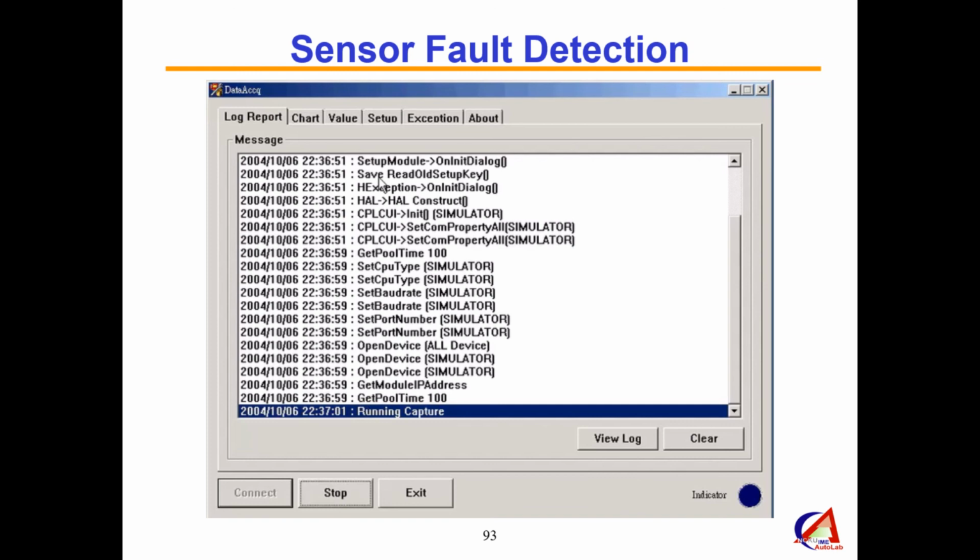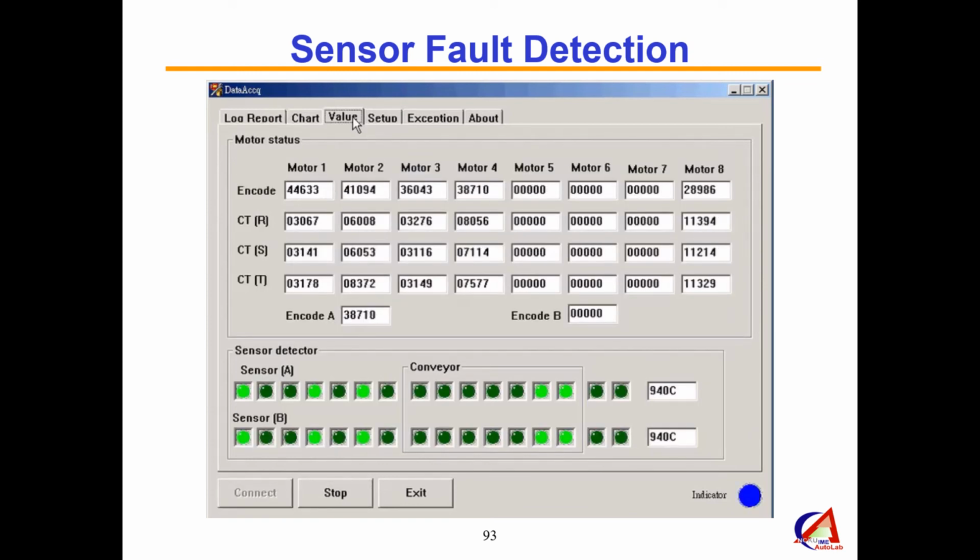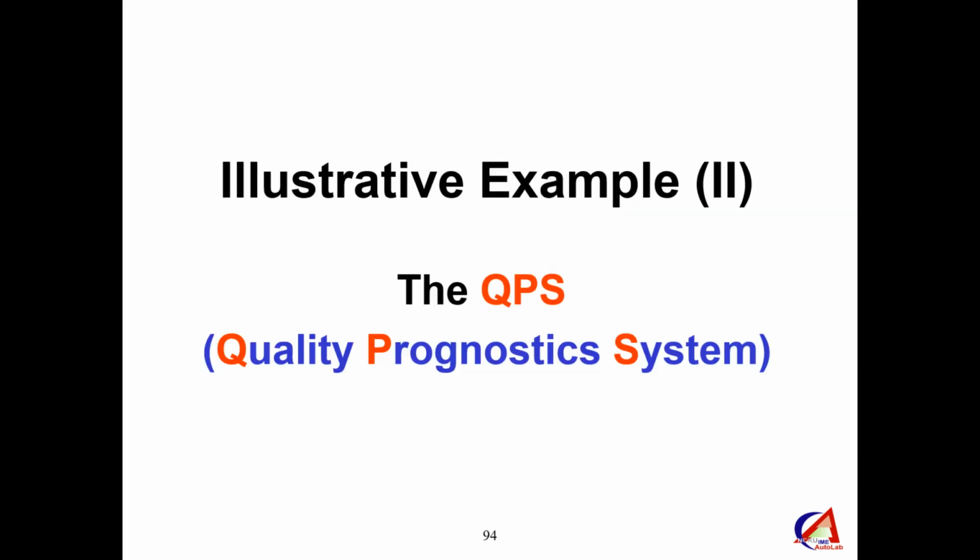Okay. So you see, it's the conveyor. This is the real data we recorded from the real control panel. So after detecting that the sensor is faulty, the sensor will have a red light on. Okay, sensor fault detection. Just a second.